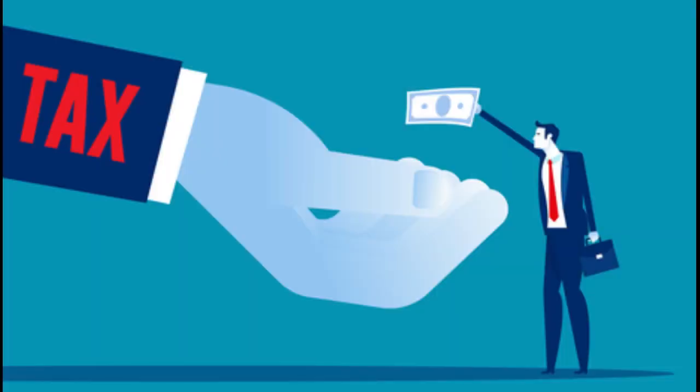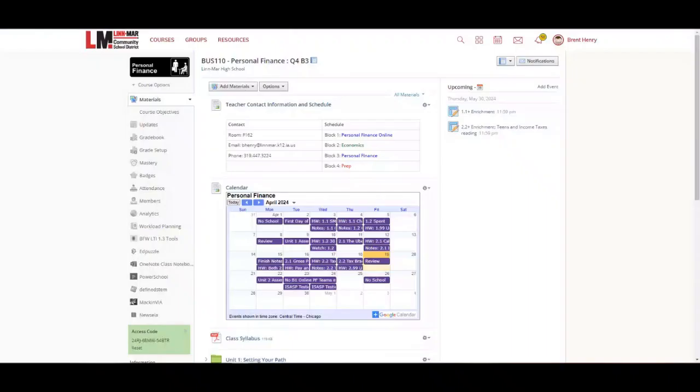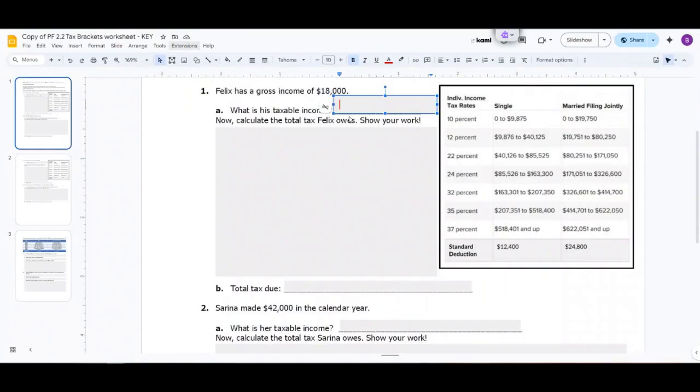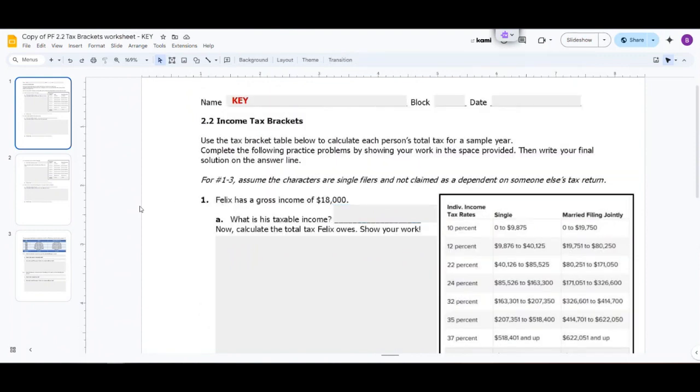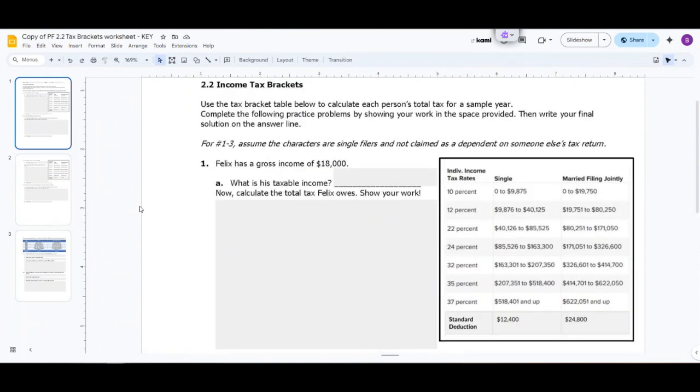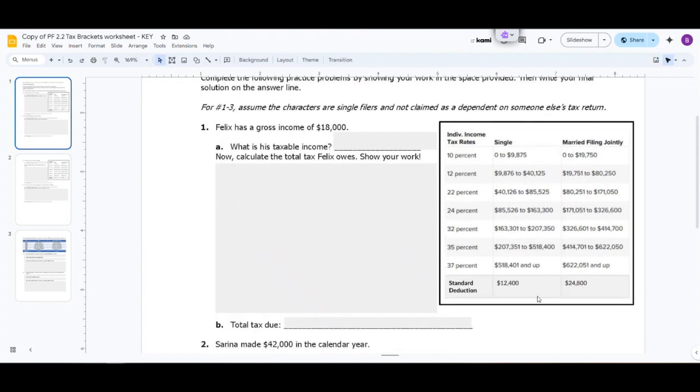All right, so last time we had two worksheets to complete. We had the 2.2 tax bracket worksheet and then the 2.99 unit to review. All right, so we'll go through each of these. So the first worksheet, the income tax brackets, numbers 1, 2, 3 are single filers. And so we're given this tax bracket, we're given these percentages and the ranges. All right. And so if we're a single filer, we're going to be focusing on this middle column here primarily.